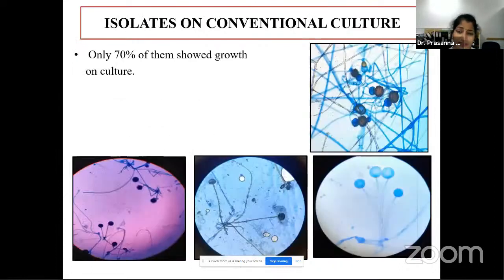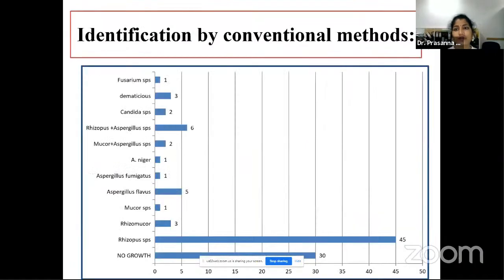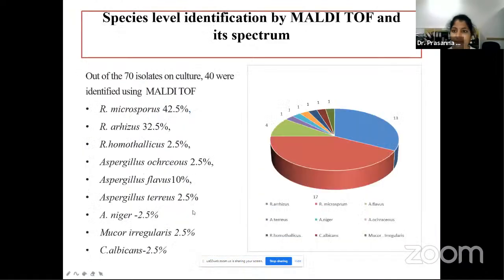On culture, 70% of them showed growth on culture media. And on conventional methods, Rhizopus was the most common genus identified with 45%. Next most common is a mixed infection, and next to it is Aspergillus flavus. For species level identification with MALDI-TOF, 40 isolates were identified, and MALDI-TOF helped in identifying Rhizopus microsporus being more common, 42.5%, and next is Rhizopus arrhizus, 32.5%.